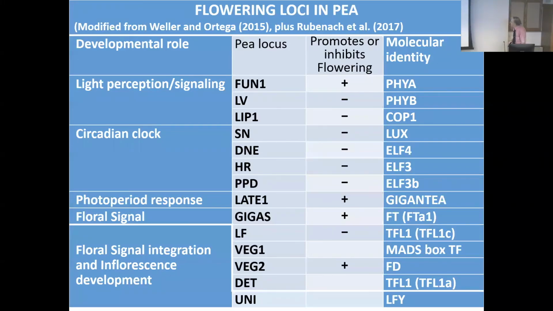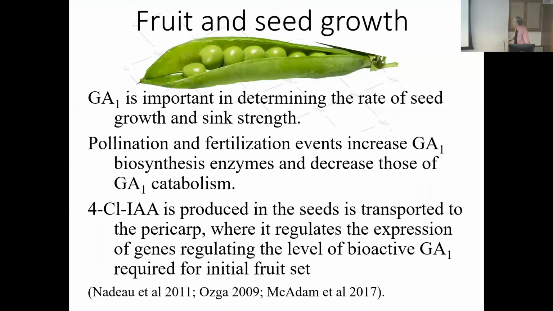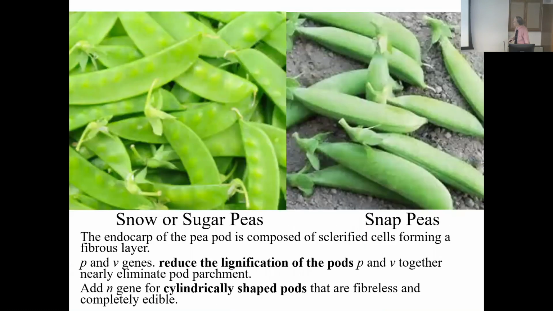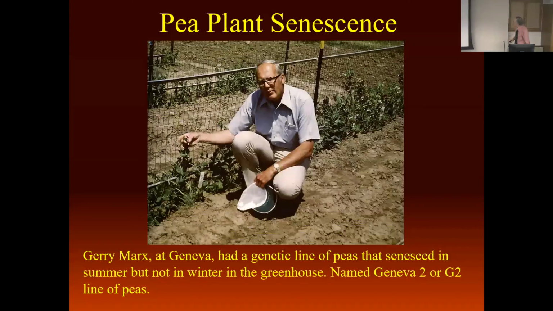So here's a list of the different flowering loci in peas. In the interest of time, I think I will skip that and tell you the story of plant senescence, which I worked on for many years.